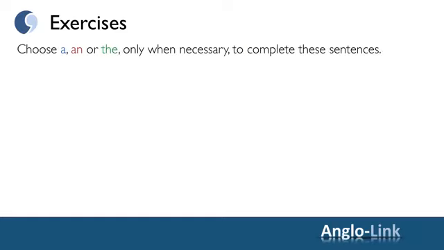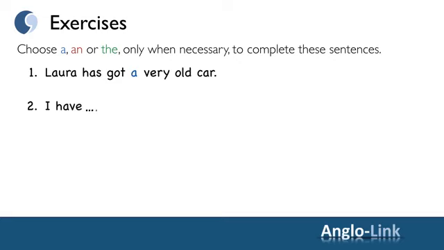Right then, that's all for the basic uses of these articles. Let's finish this lesson with some exercises. Choose a, an, or the, only when necessary, to complete these sentences. Number 1. Laura has got very old car. Laura has got a very old car. Number 2. I have news for you. I have news for you.